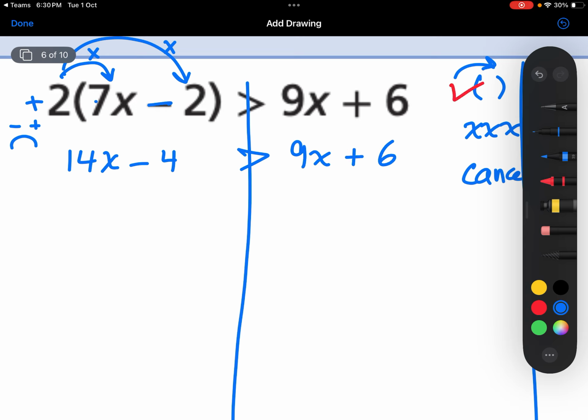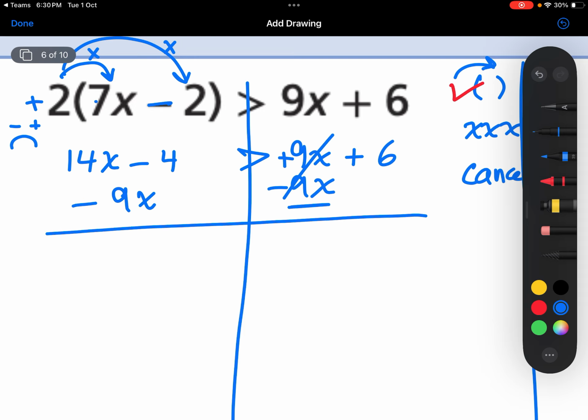Second step. Do I have many variables? Yes, I do. I have a variable here and a variable here. But can I combine them? No, because they are on different sides. What I can do is try to remove the 9x from here. The 9x is positive. Just cancel 9x. Since it's an inequality, whatever you do on one side, you have to do the same on the other side, okay? What do I have left?